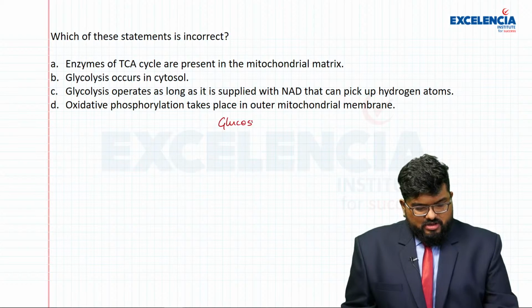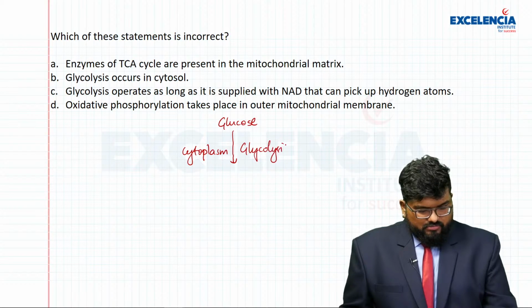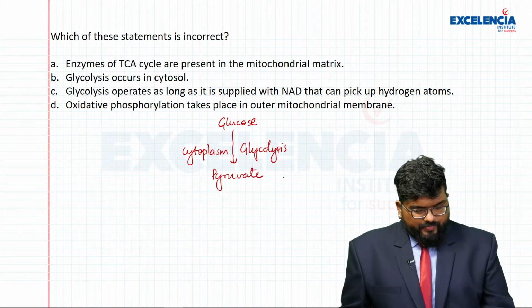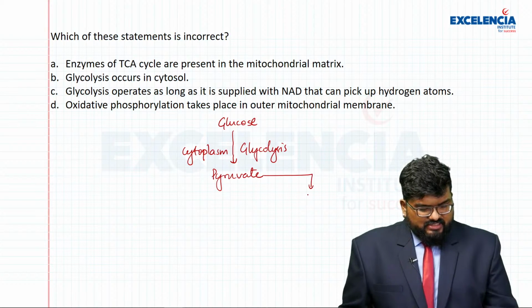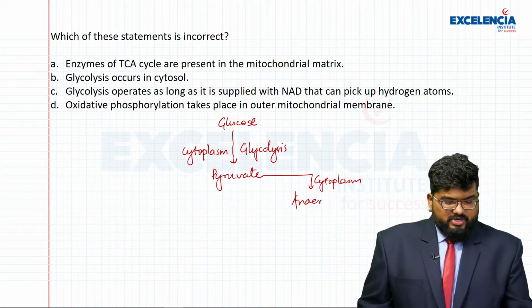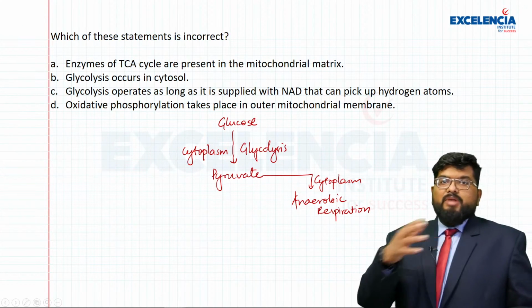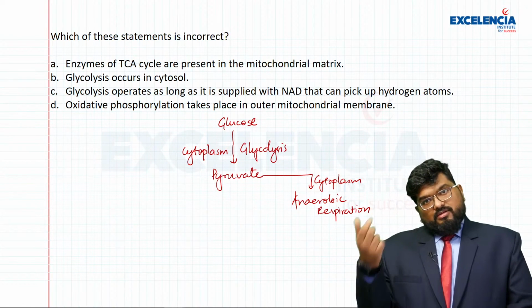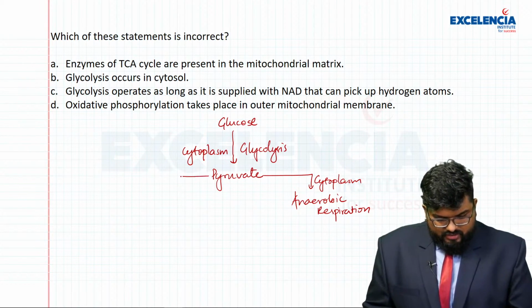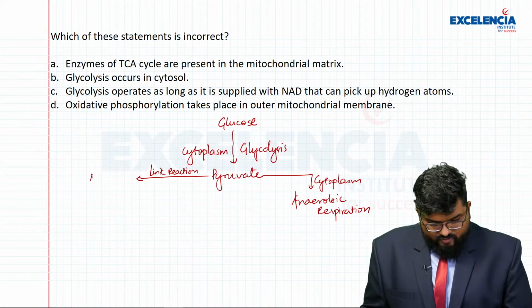So we have glucose. Glucose undergoes glycolysis. Where? In the cytoplasm. And forms what? Pyruvate. Now this pyruvate, if it stays in the cytoplasm, it is going to undergo anaerobic respiration. And depending on the organism we are dealing with, it might form lactic acid if it is human muscle cells. It might form ethanol if it is plant cells. But pyruvate now undergoes link reaction in the cytoplasm itself and forms acetyl-CoA.